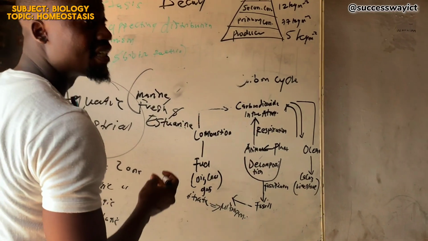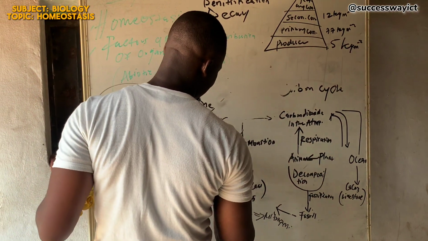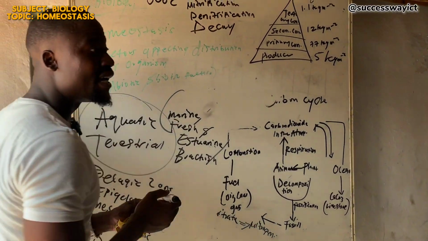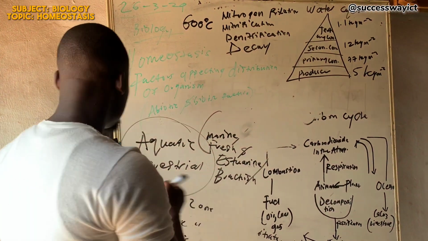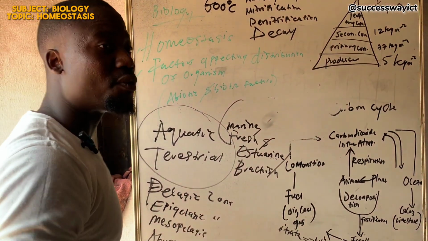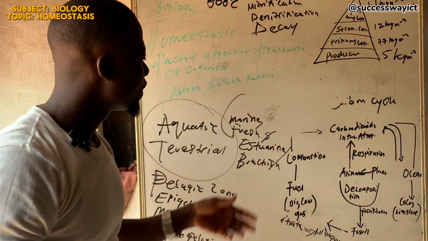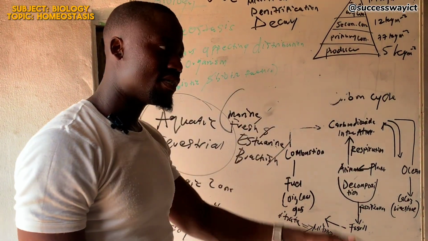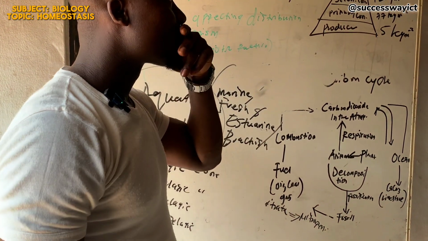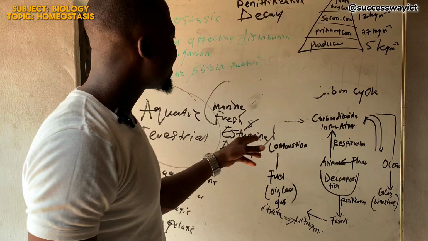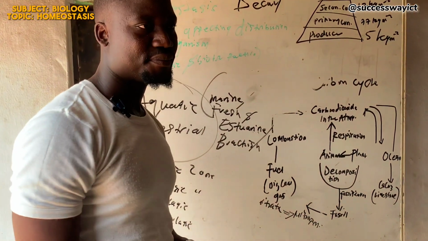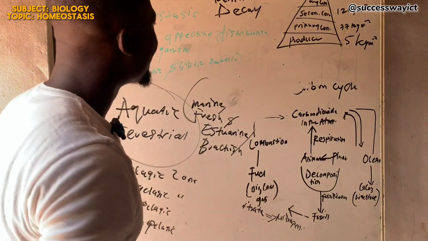Estuarine is also called what? Brackish. You know that, right? Okay. So freshwater. Why is it called freshwater? Is it because the water is fresh, does not contain salt? Yes. Is that not so? What are the types of freshwater habitat? Yeah, freshwater has types.